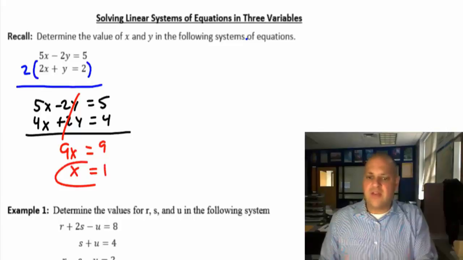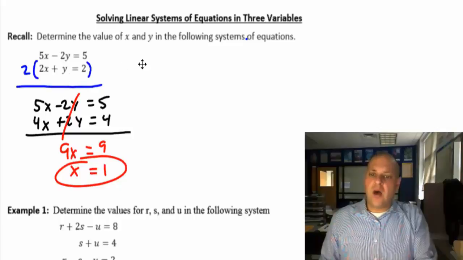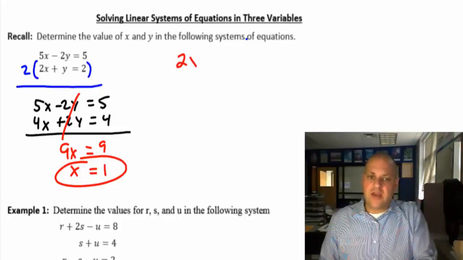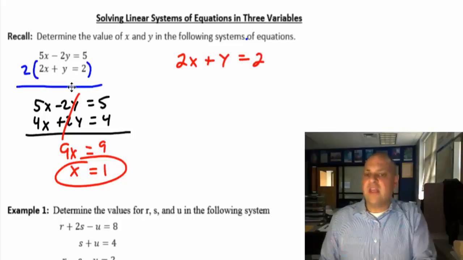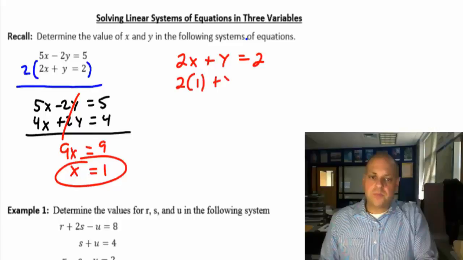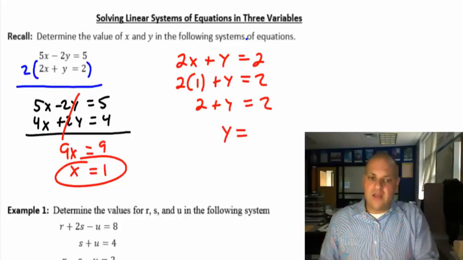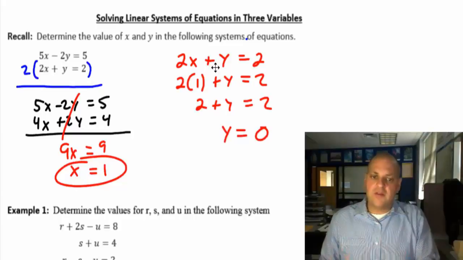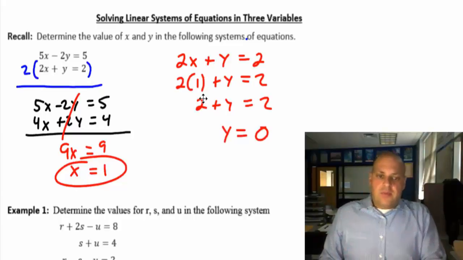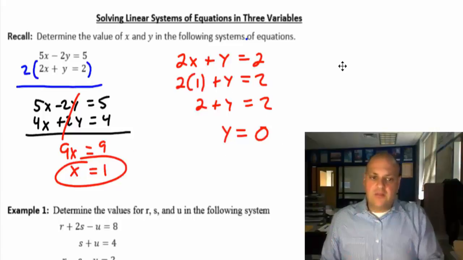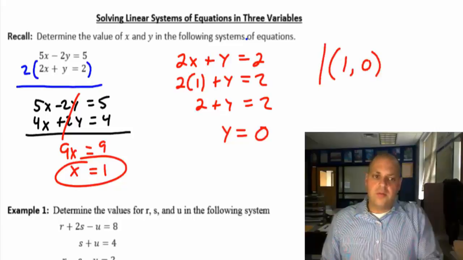Okay, so now that we have x equals 1, we can find y because we know that 2x, I'm just taking the original, 2x plus y equals 2. You could take either one of the originals. Plug in a 1, 2 times 1 plus y equals 2. 2 plus y equals 2, and y equals 0. Okay, so I believe we're good there. All right, so the solution would be 1, 0.